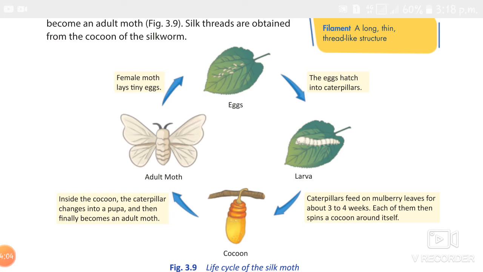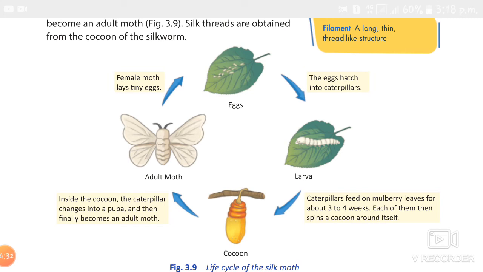How many weeks? 3 to 4 weeks. It grows in size and becomes fat. Then the caterpillars shed their skin 4 times while they grow. How many times? 4 times.